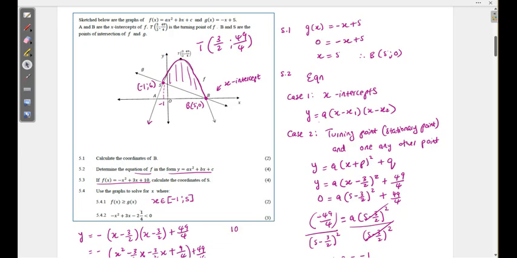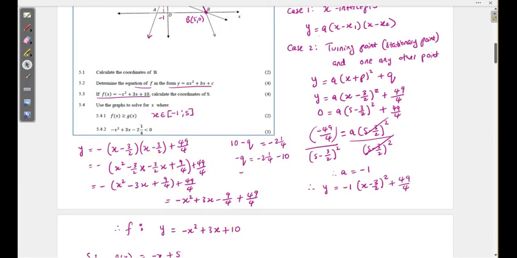We can say 10 minus q, just use q, 10 minus q is equal to negative 2 1 over 4. Then you will say negative q is equal to negative 2 1 over 4 minus 10. So can you put that in the calculator for me and tell me what you get? Negative 2 1 over 4 minus 10.